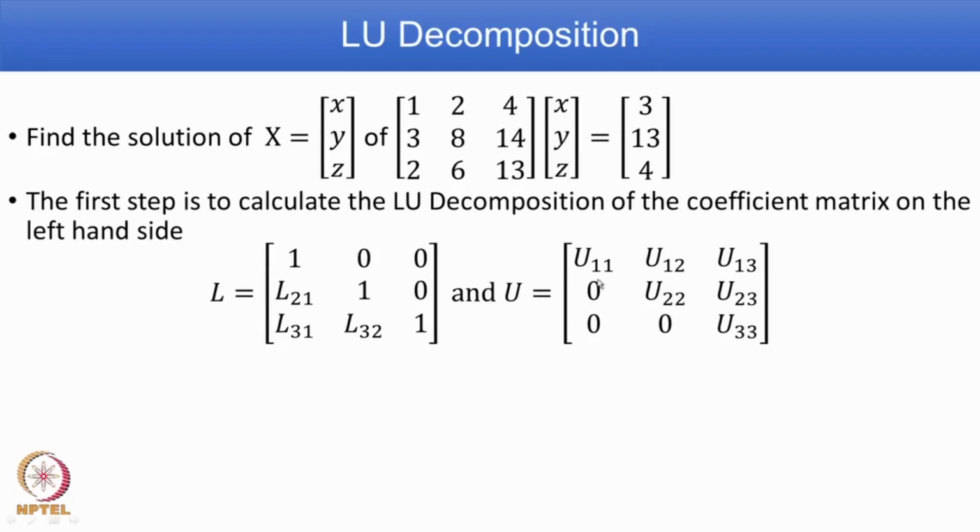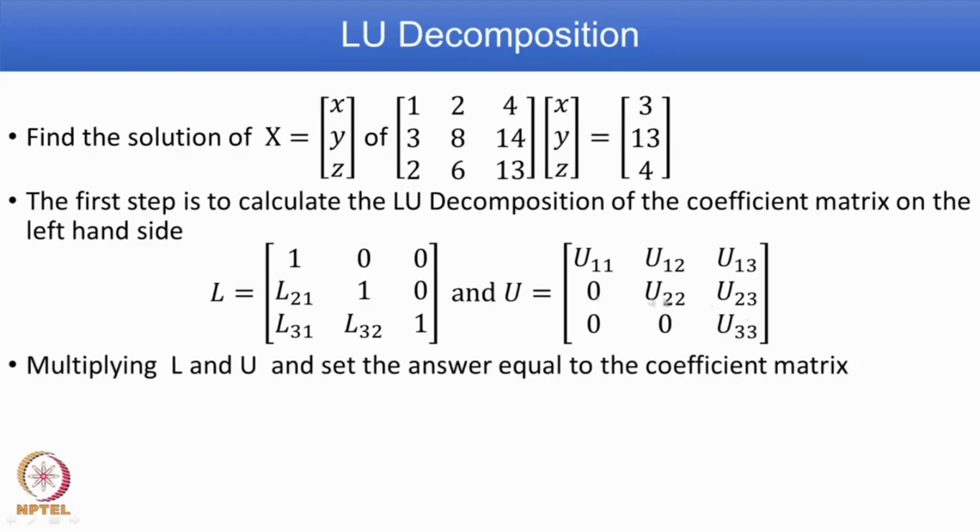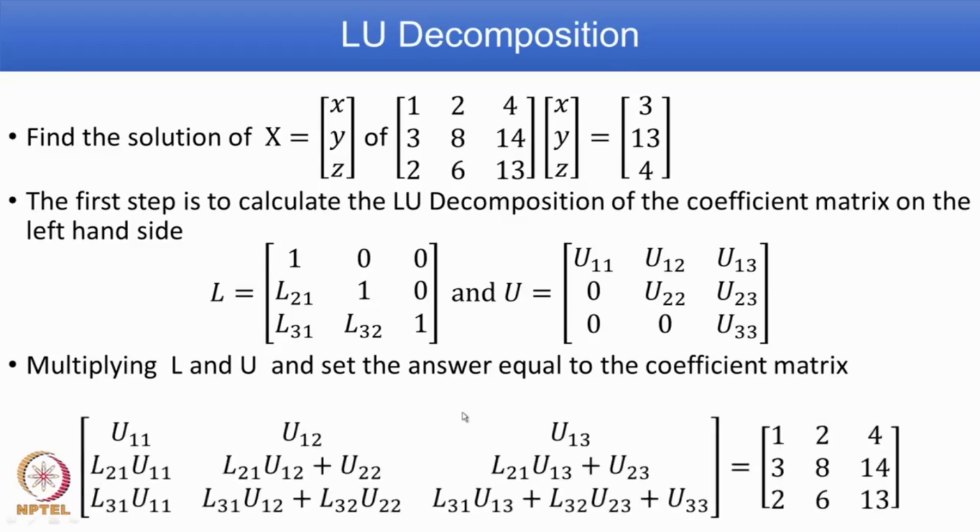Similarly, for the U matrix, the lower part of the matrix is 0 and you have values along the diagonal, U11, U22, U33, and then the upper part. So, if you multiply L and U and equate it to the given coefficient matrix, then you are able to find the values of L and U, and that is what we are going to show here. For example, this is a 3 by 3 matrix, and this is again a 3 by 3 matrix, so it is possible to multiply.